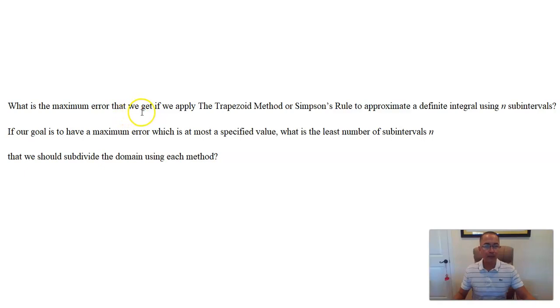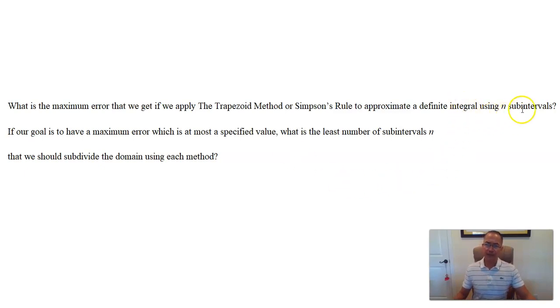What is the maximum error that we get if we apply one of the methods to approximate a definite integral using n subintervals? In our two examples, we used 8 subintervals, n equals 8. We got good answers. They were in agreement with what Maple got to 2 or 3 decimal places. But we still want to know, can we be more specific about what this error is? Is it 0.001, 0.00001? Just how big is the error that we get from these methods?